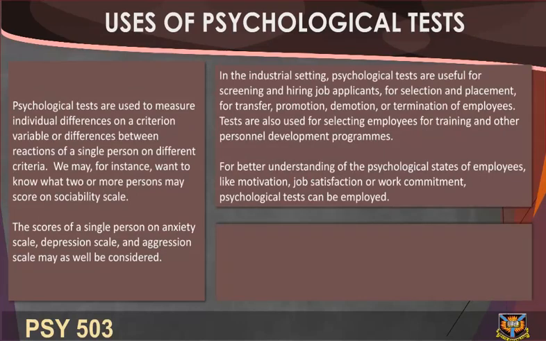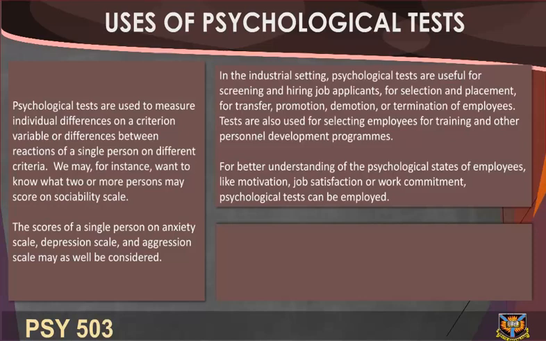Uses of psychological tests. Psychological tests are used to measure individual differences on a criterion variable or differences between reactions of a single person on different criteria. We may, for instance, want to know what two or more persons may score on a sociability scale. The scores of a single person on an anxiety scale, depression scale, and aggression scale may as well be considered.